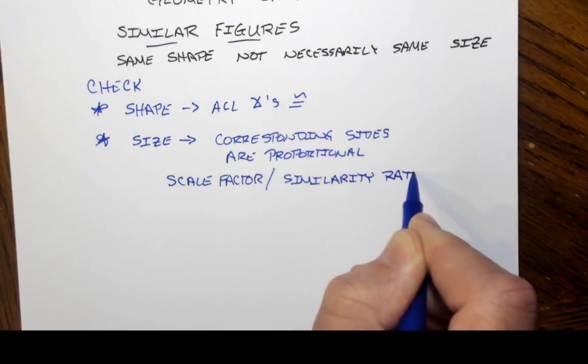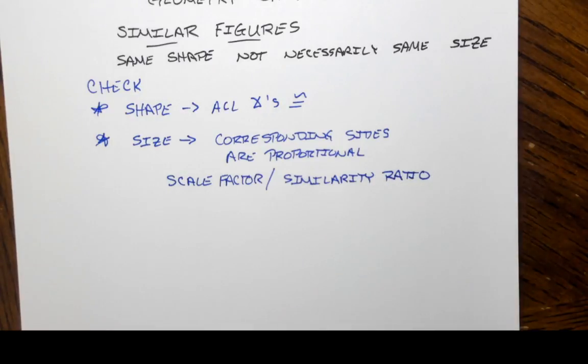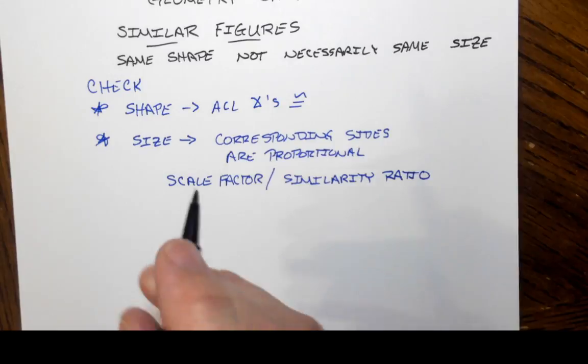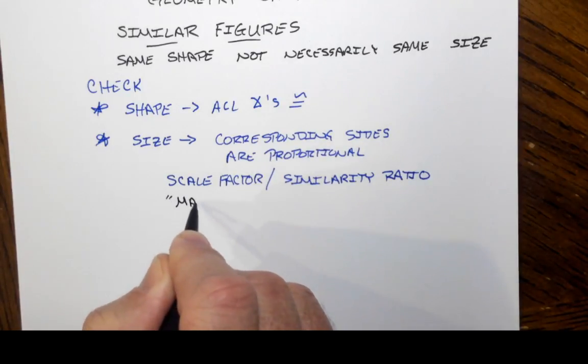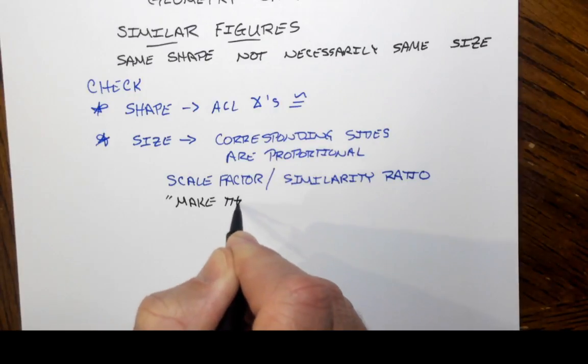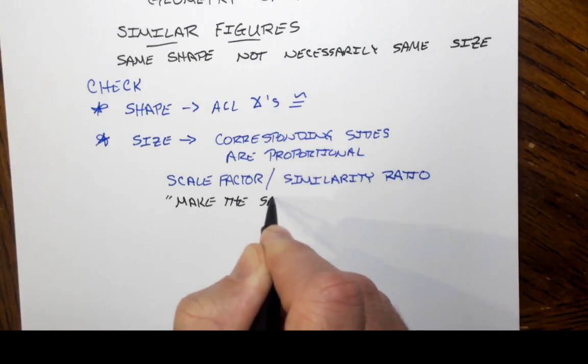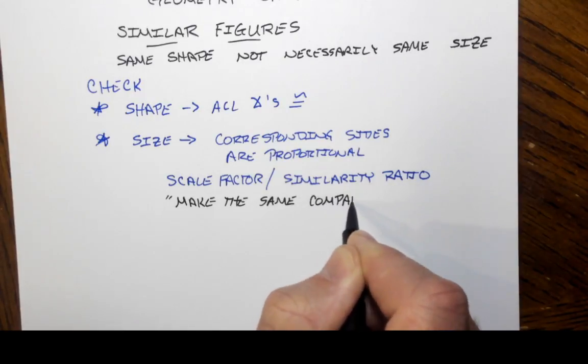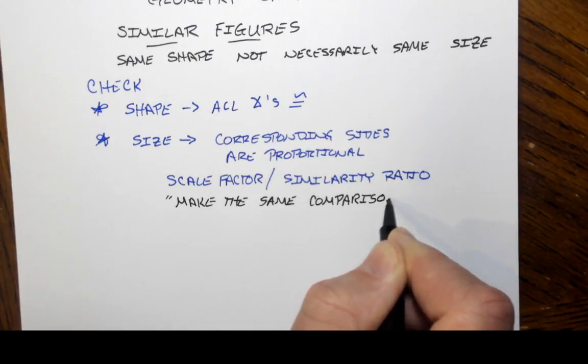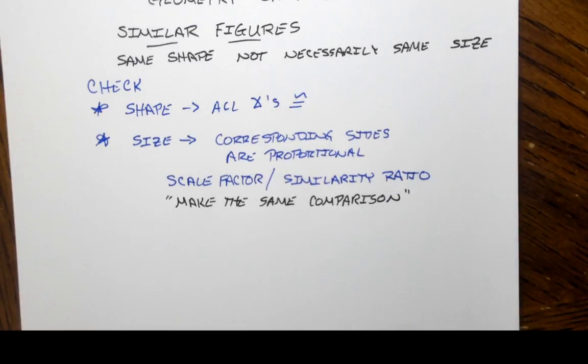Big thing here is this: make the same comparison. Big to small, small to big, doesn't matter. Key phrase: make the same comparison. So let's check.